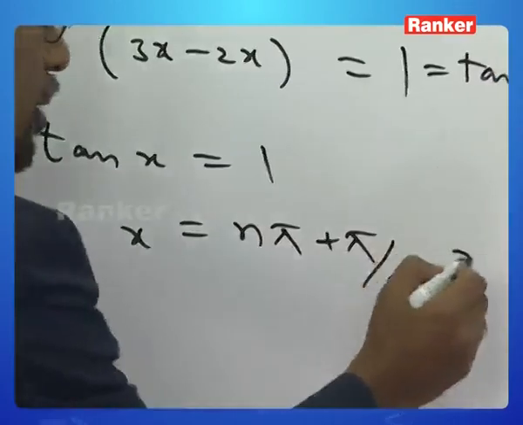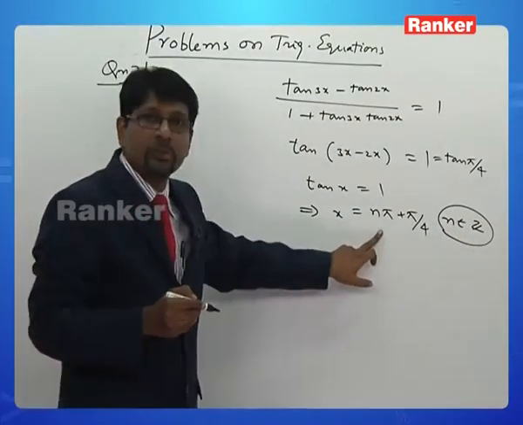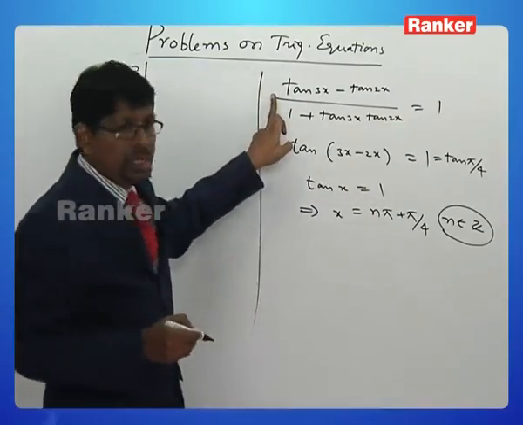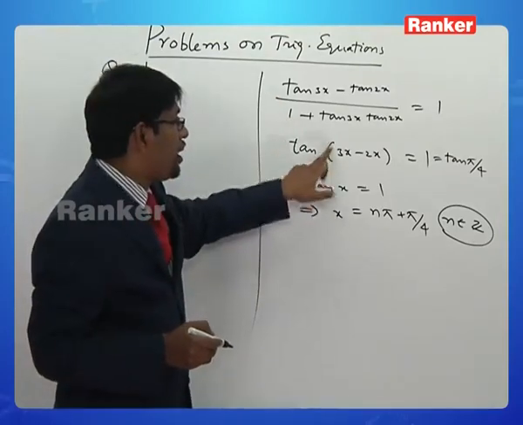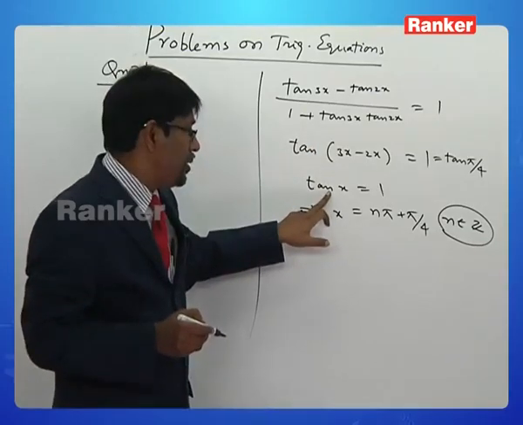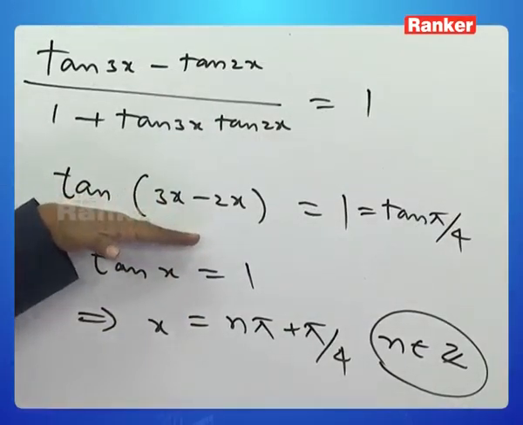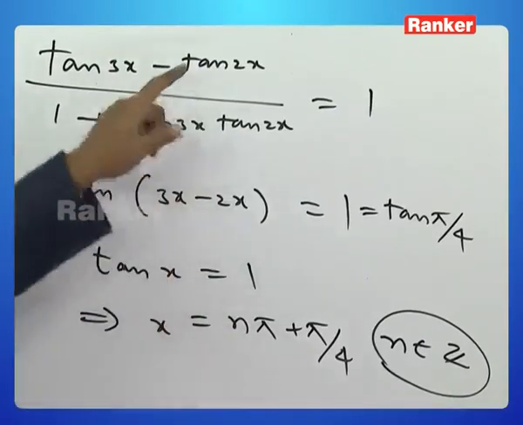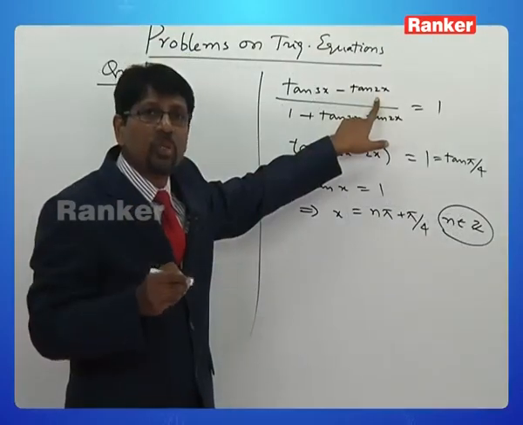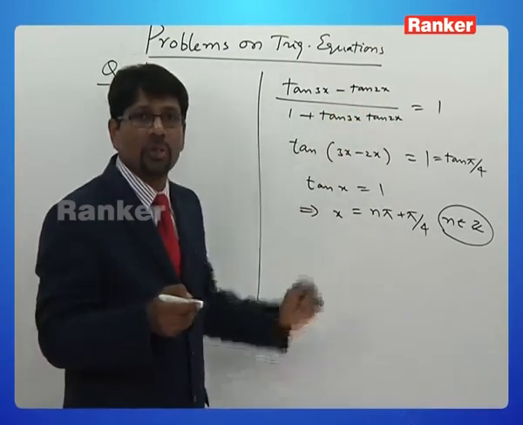But we cannot jump to the conclusion that this is the solution. Here we went for a transformation, we went for a formula. This was the original equation. We used the tan of A minus B formula and made that equation look like tan x equal to 1, and hence we got the solution. But it was not originally a tan x equal to 1 equation. So we have to substitute this solution in the given equation and verify whether it is satisfying the domain requirements of that equation or not, or whether it is satisfying the original equation or not.